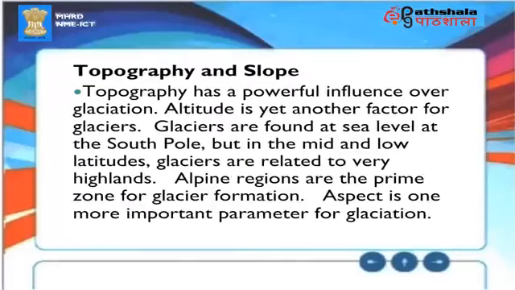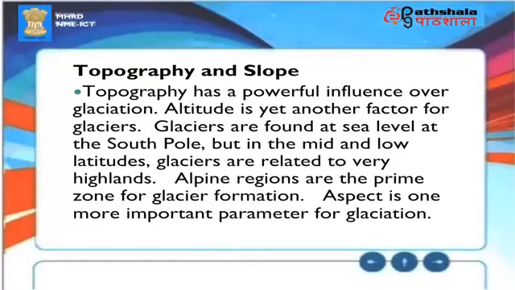Topography and slope. Topography has a powerful influence over glaciation. Altitude is yet another factor for glaciers. Glaciers are found at sea level at the South Pole, but in the mid and low latitudes, glaciers are related to very high lands. Alpine regions are the prime zone for glacier formation.